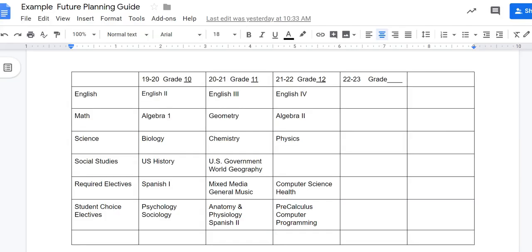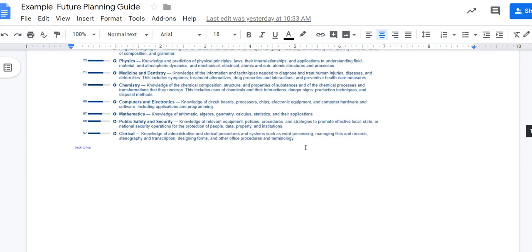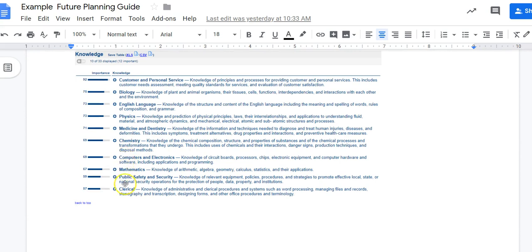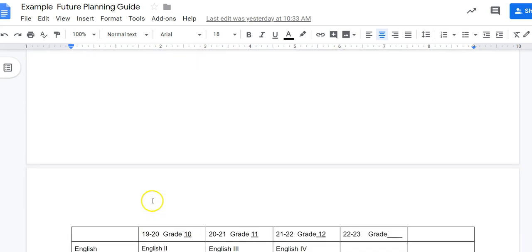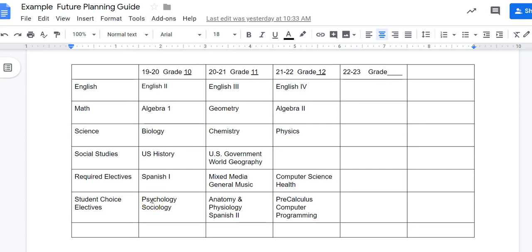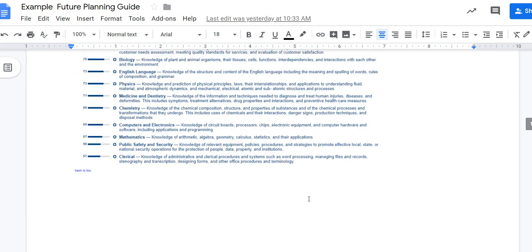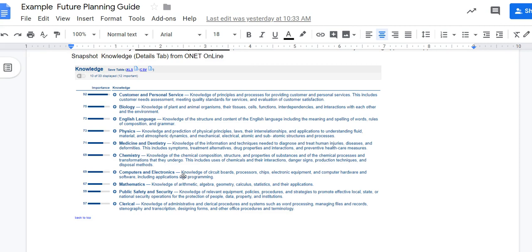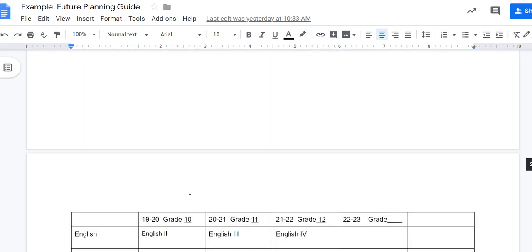Okay, so I had the career of nuclear medicine technology, and I went through and did my required courses. And as you can see, I'm in 10th grade, I'm taking biology, I need to take chemistry, and I need physics. And this is something that's up here on my knowledge. So I need to make sure that I get into those classes and I take them. So when I get to the student choice electives, there is anatomy and physiology, and I need pre-calculus, right? Because that's another math course that is required by my career that I'm looking at, right? So these are things that I should probably take.